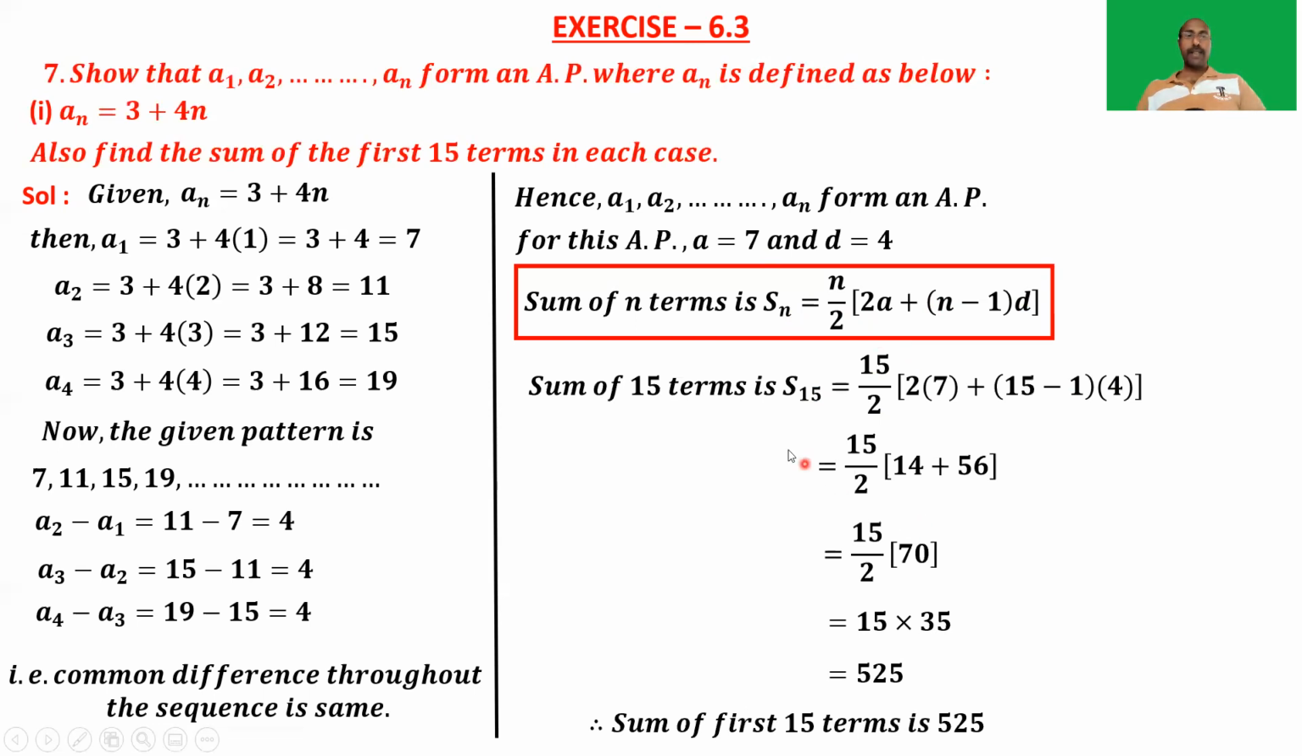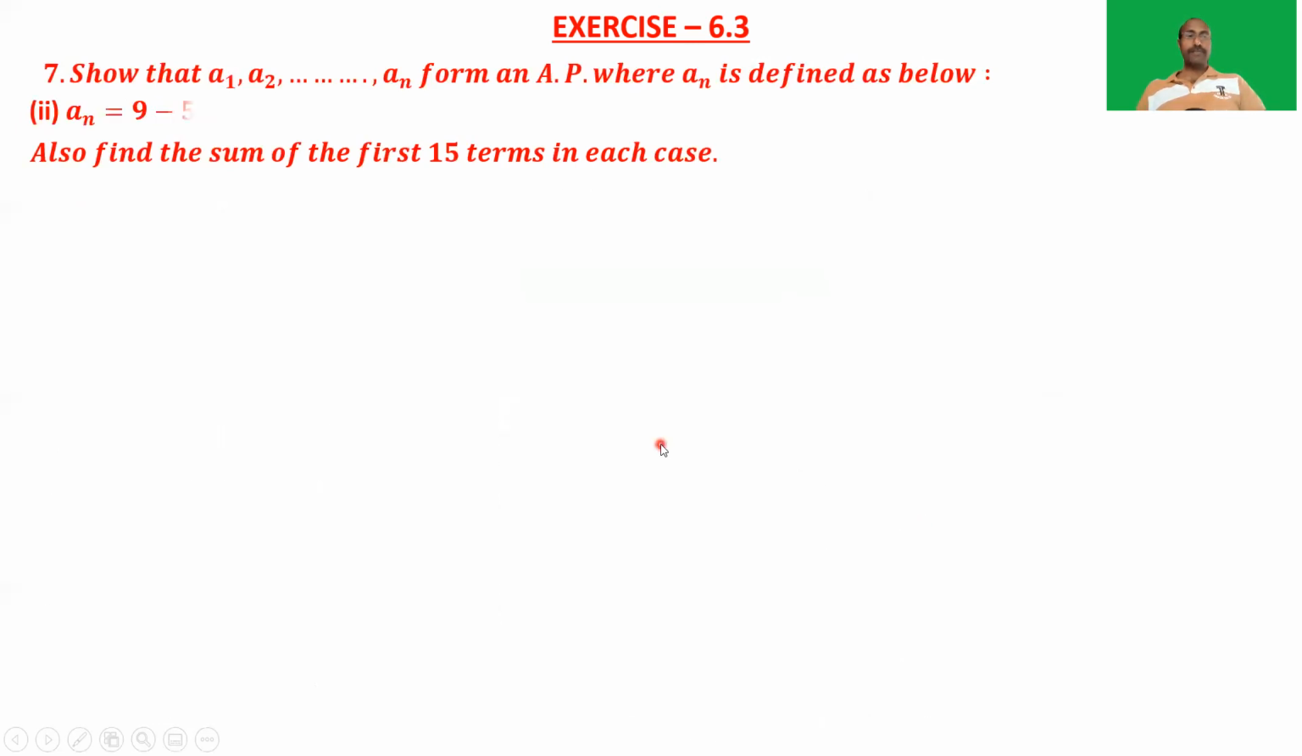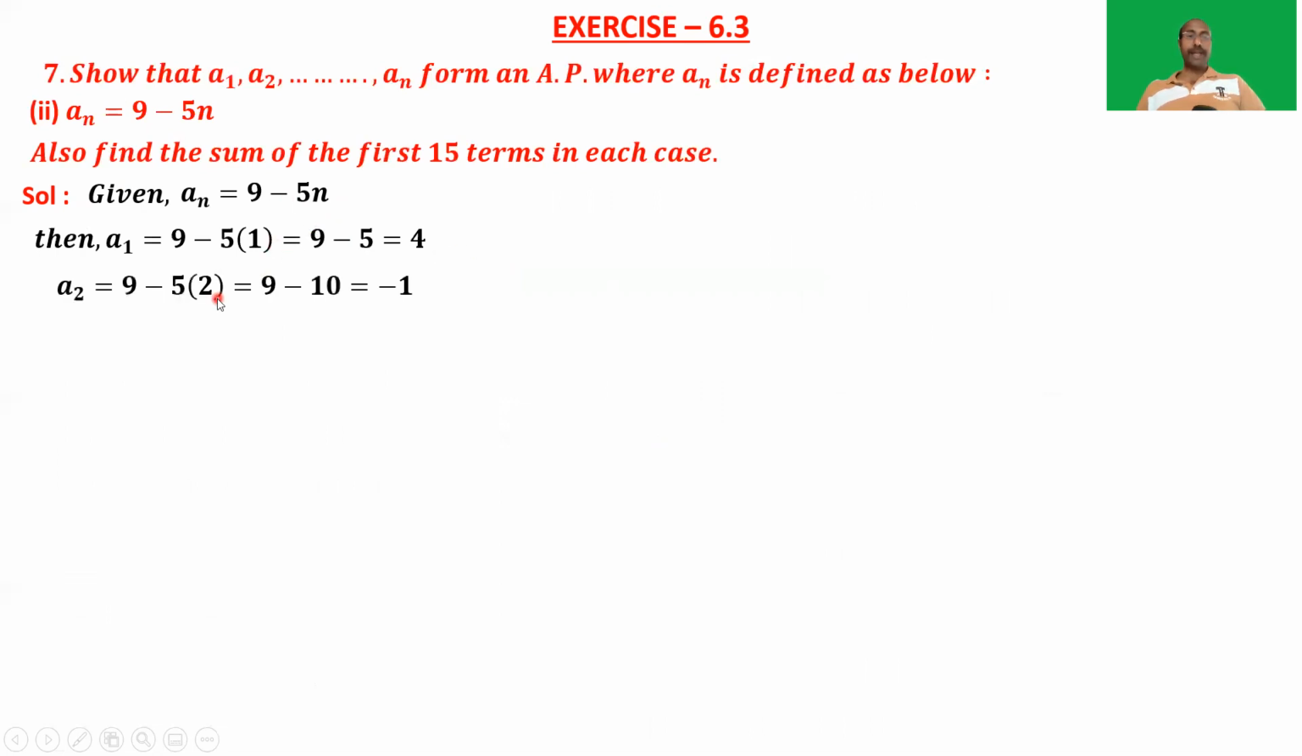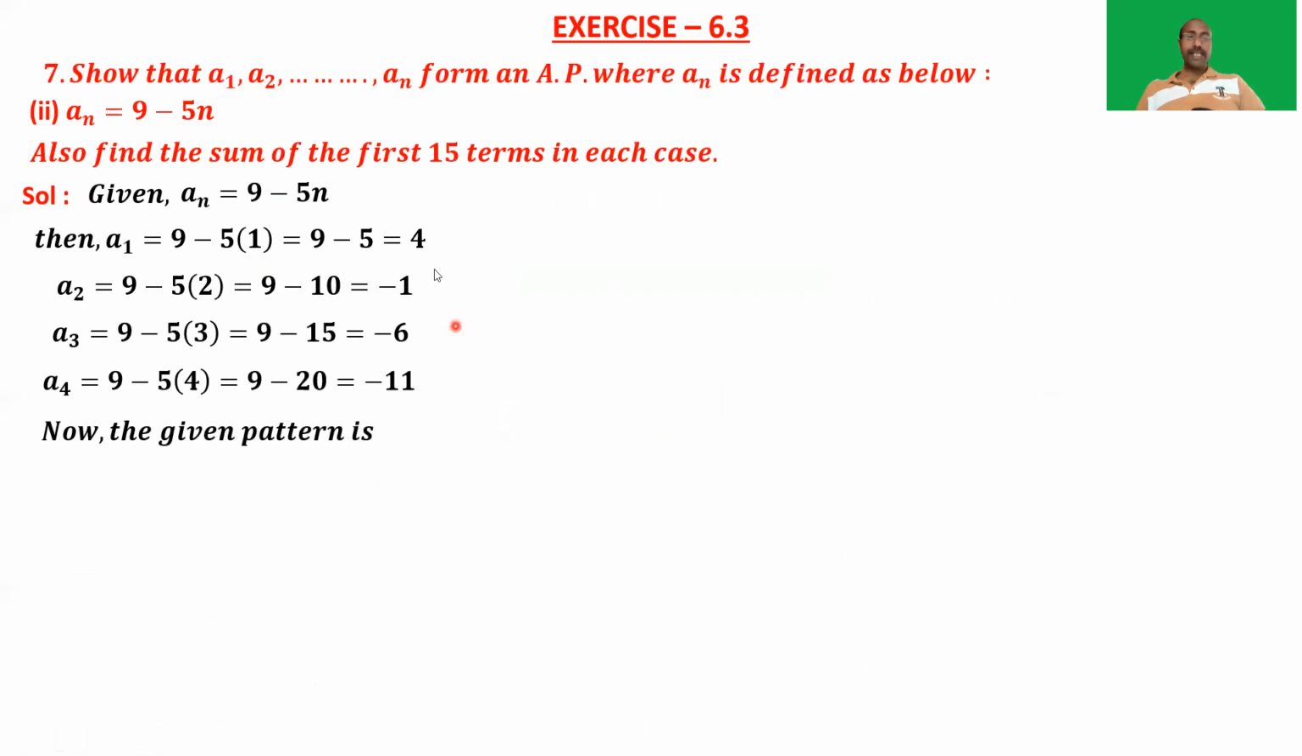Okay. So take the second one. An is equal to 9 minus 5n. So here also first take A1. A1 is equal to 9 minus 5 into 1, that is 4. A2 is equal to 9 minus 5 into 2 is minus 1. And similarly, A3 is minus 6. A4 is equal to minus 11. Now, the given pattern is 4, minus 1, minus 6, minus 11.